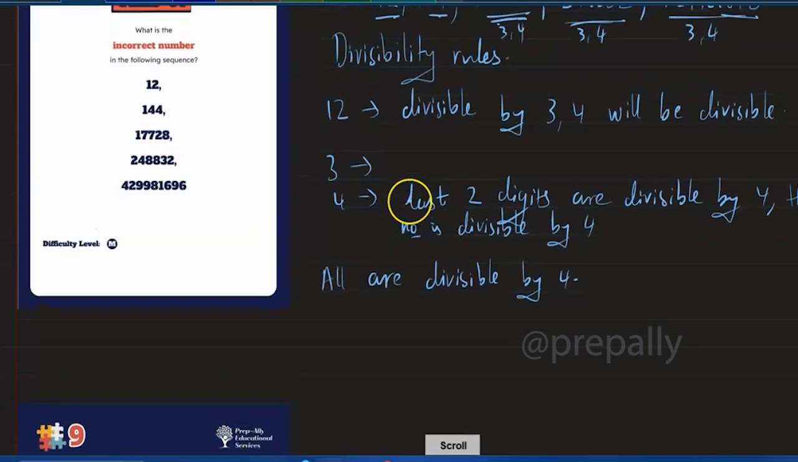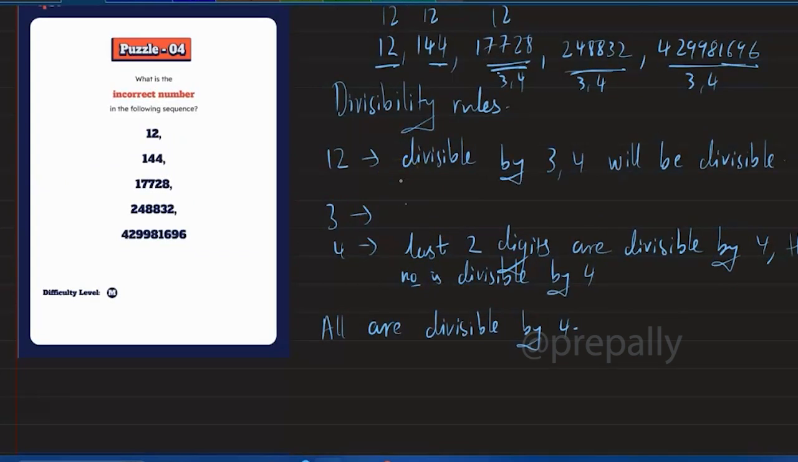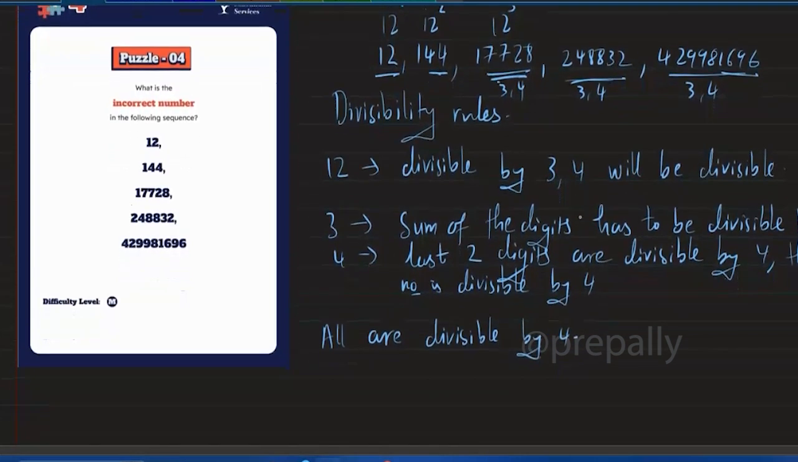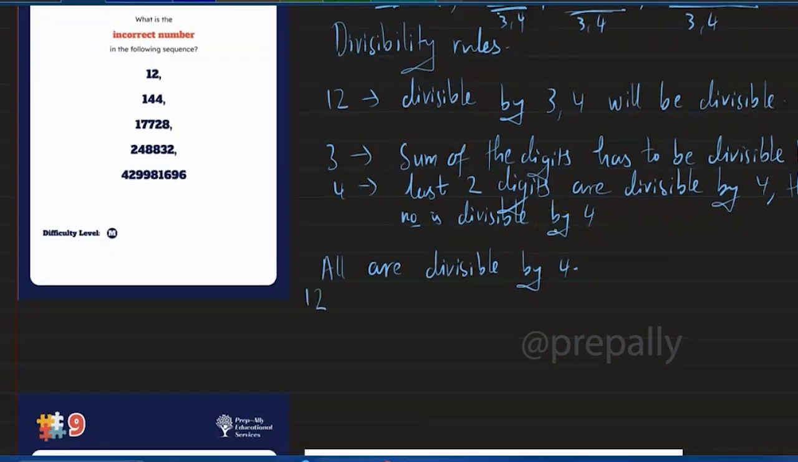Now, the divisibility rule of 3 is that the sum of the digits has to be divisible by 3. Now this part, we have to work on it. So the first one is 12. We already know 12: 1 plus 2 is 3, and 3 is divisible by 3. 144: this one is 9, which is again divisible by 3. 1, 7, 7, 2, 8: this one is 15, 17, 25. So we already see that this one is not divisible by 3.